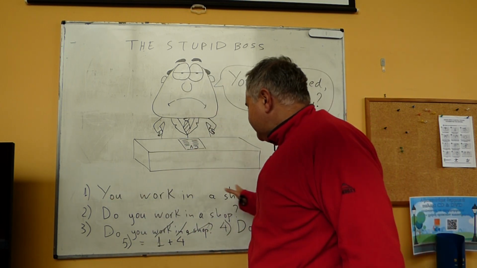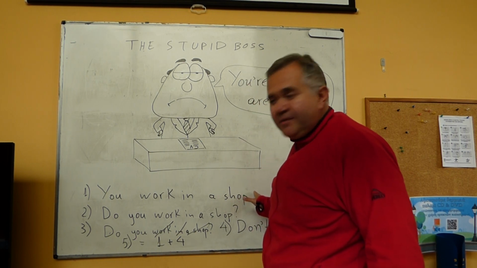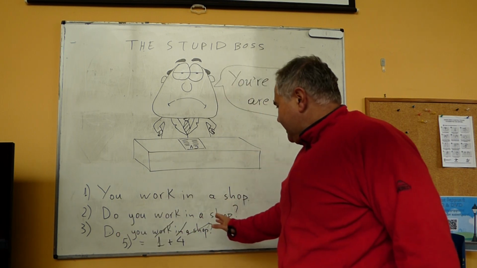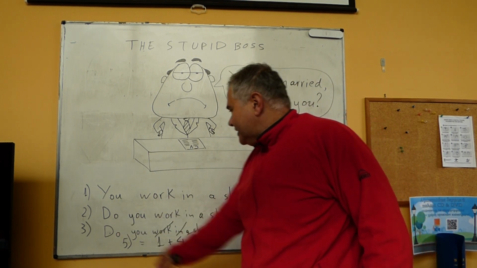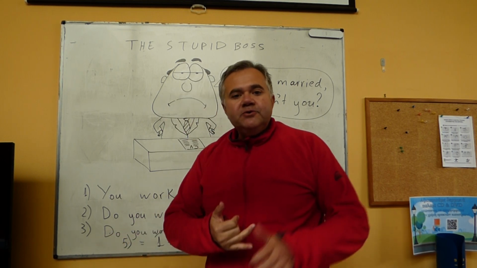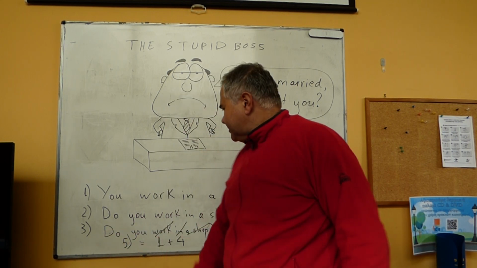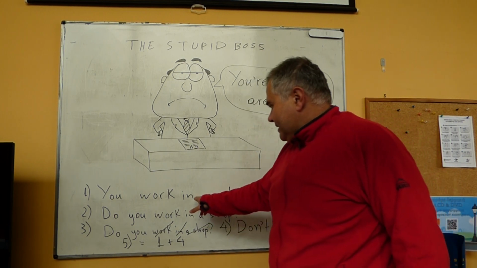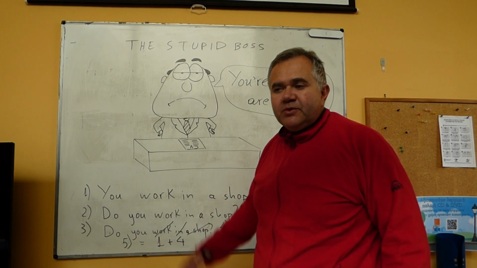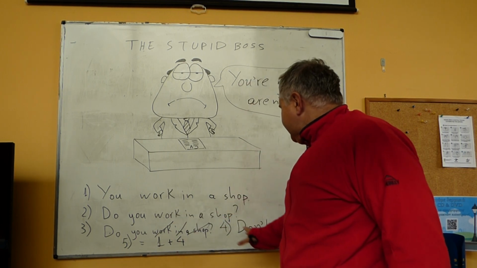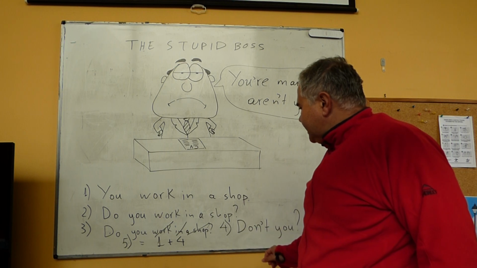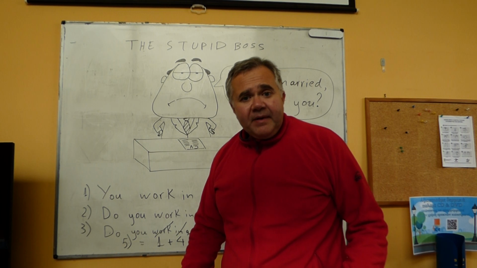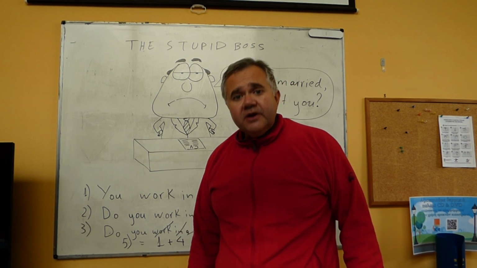First, he makes the positive statement, the affirmative statement. Then he turns this into a question. Then he removes everything and just leaves the auxiliary, do, be, have, and all the modal verbs, plus the subject. Okay. Then, because his first sentence was affirmative, he adds not. Okay. Finally, he adds 1 and 4 and ends up asking you, you work in a shop, don't you?